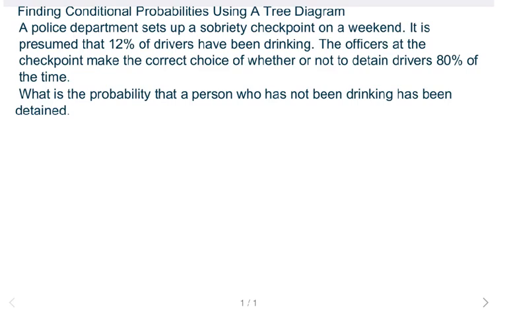In this video, we're going to take a look at finding conditional probabilities using a tree diagram. For example, a police department sets up a sobriety checkpoint on a weekend. It is presumed that 12% of drivers have been drinking. The officers at the checkpoint make the correct choice of whether or not to detain drivers 80% of the time. What is the probability that a person who has not been drinking has been detained?